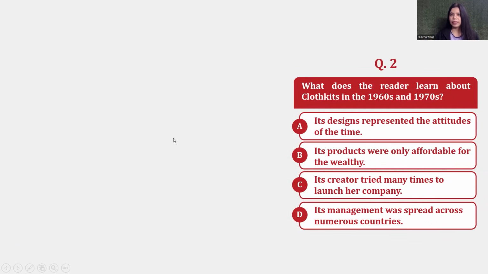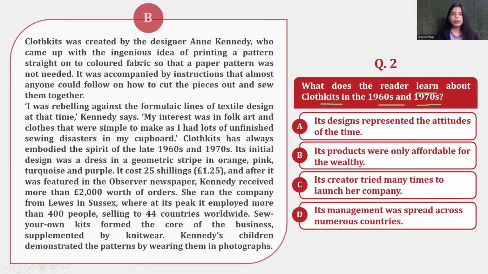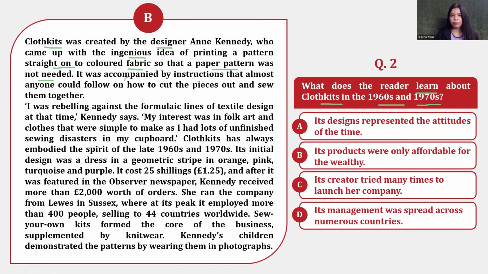So the second question says, what does the reader learn about cloth kits in the 1960s and 1970s? We'll come back to the options later. Let's first see the text here. All right. So it says cloth kits was created by the designer Anne Kennedy, who came up with the ingenious idea of printing a pattern straight onto colored fabric so that a paper pattern was not needed. It was accompanied by instructions that almost anyone could follow on how to cut the pieces out and sew them together.